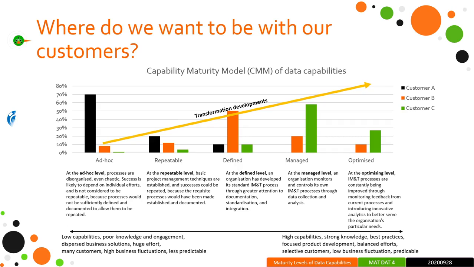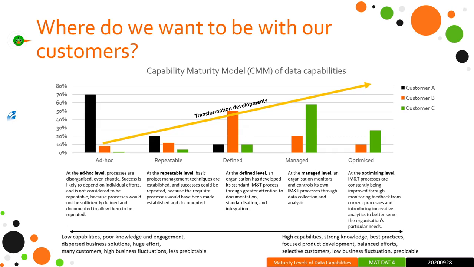At the managed level, an organization monitors and controls its own IM&T processes through data collection and analysis. For instance, customer C has evolved from discrete analytics to more advanced enterprise analytics, and they are properly governing and monitoring data quality of most of their data projects.